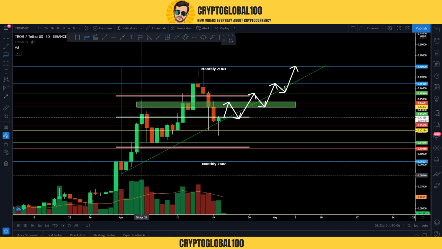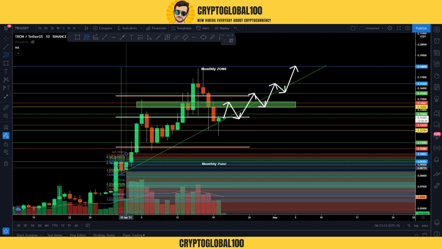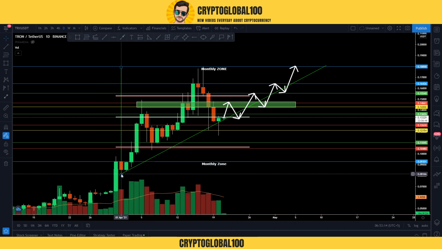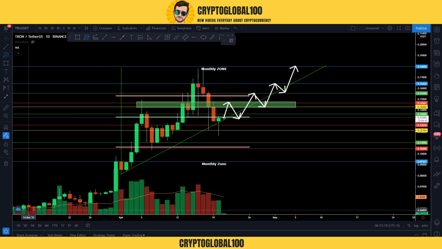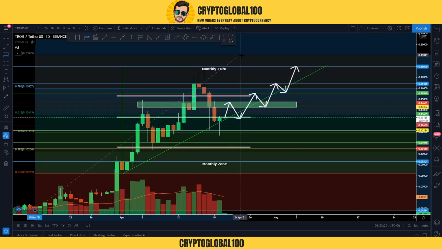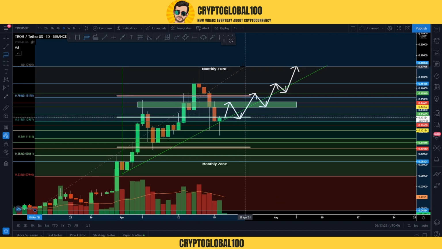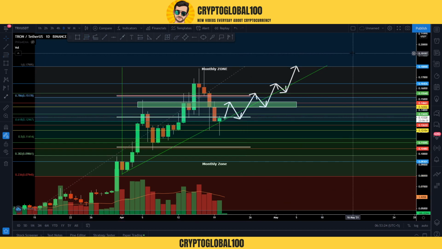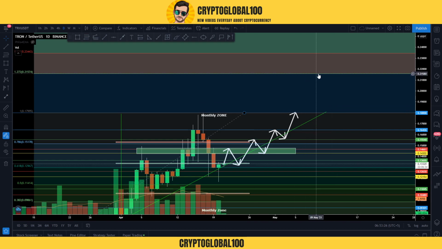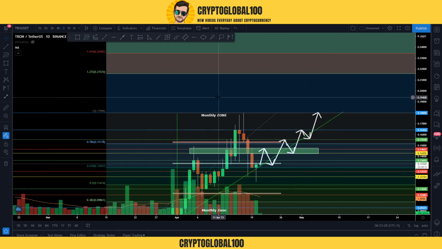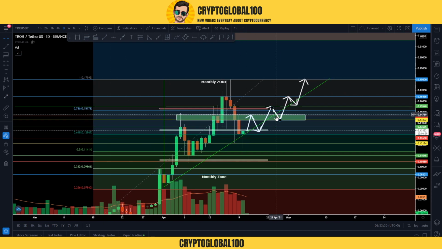Let me draw the fib retracement as well. Sorry for that. This fib has to be drawn from the lowest of this level. So if we draw here, go to the one, yeah, there. So let's take a look at here. We can be aiming for 0.2 in coming days. But for that, first we need to break through these levels of resistances.